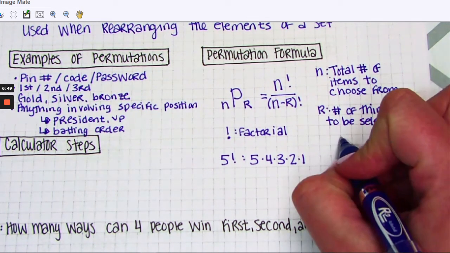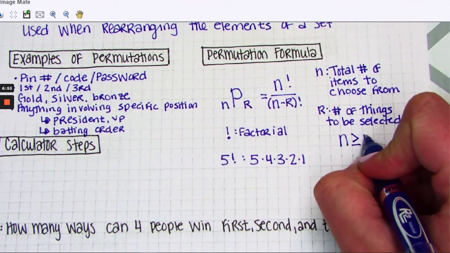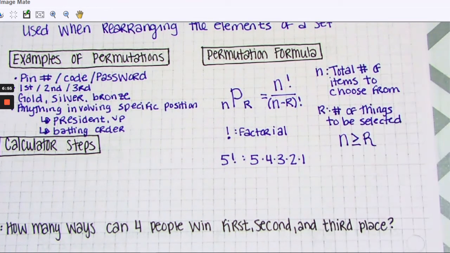In these problems, the value that you are picking for, N has to be greater than or equal to R. For example, I can't have 9 numbers to pick from and then pick 12 numbers. Like, I only have 9 numbers. So N must be greater than or equal to R.